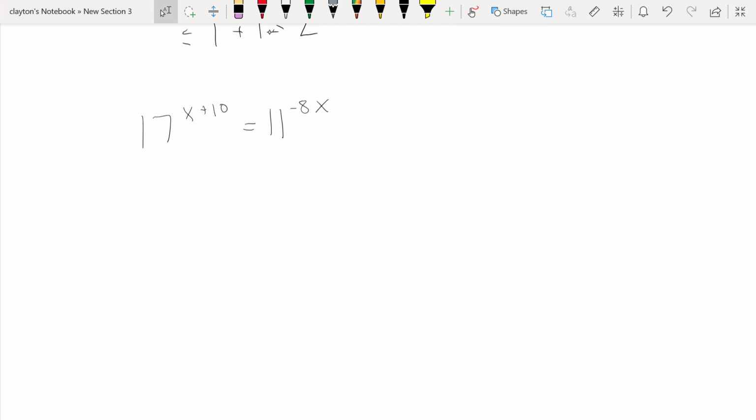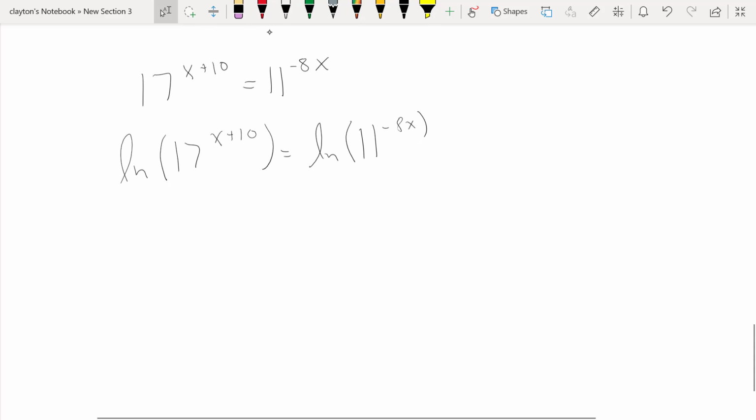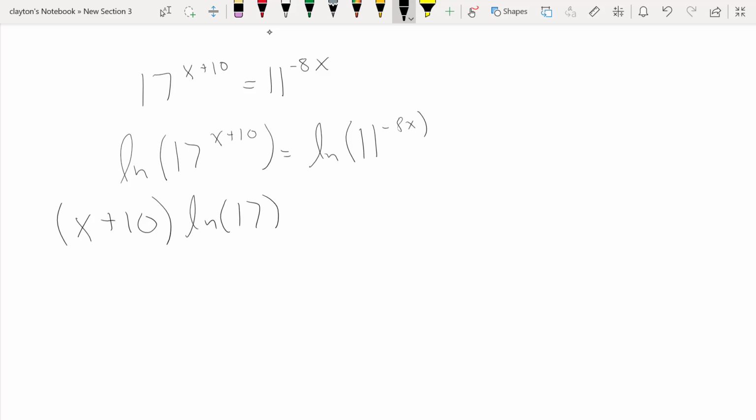Now, I need to get that x to come down. And so what I'm going to do here is take the natural log of both sides. And again, you can use base 10, which is the other one they're letting you choose between. And that means by log properties, the x plus 10 will come down. We have (x+10) natural log of 17, and so we have negative 8x natural log of 11.